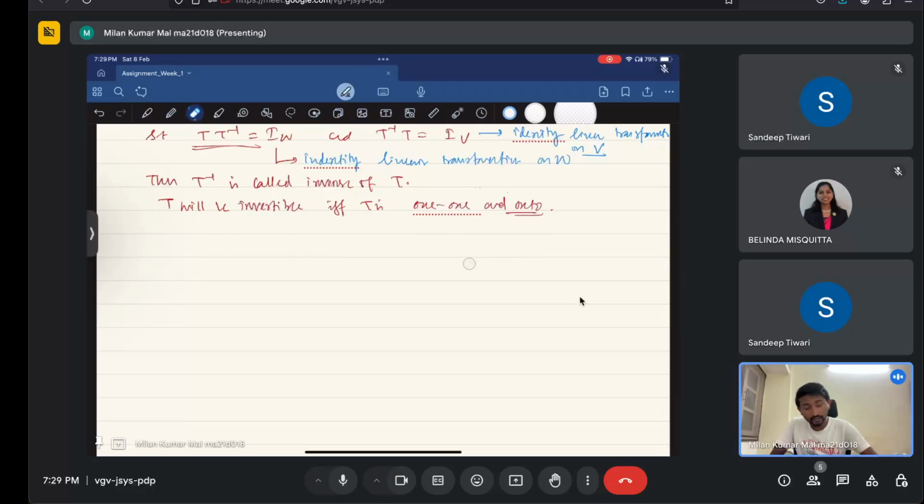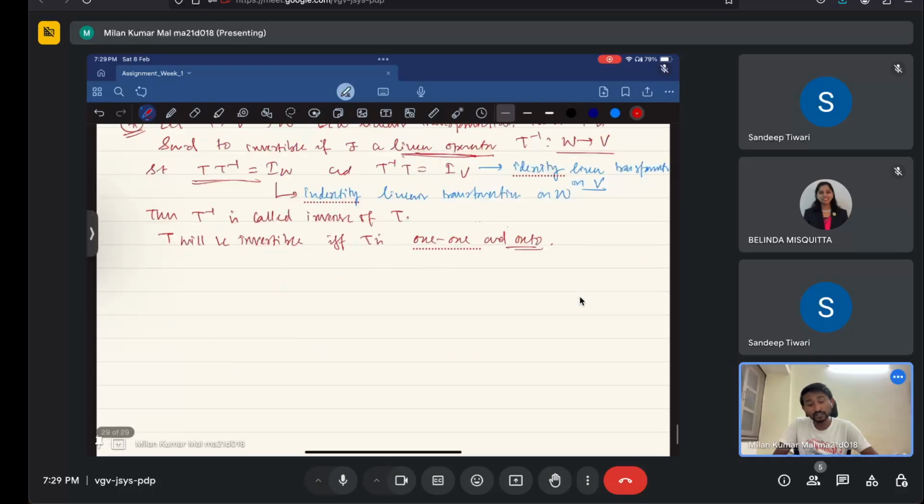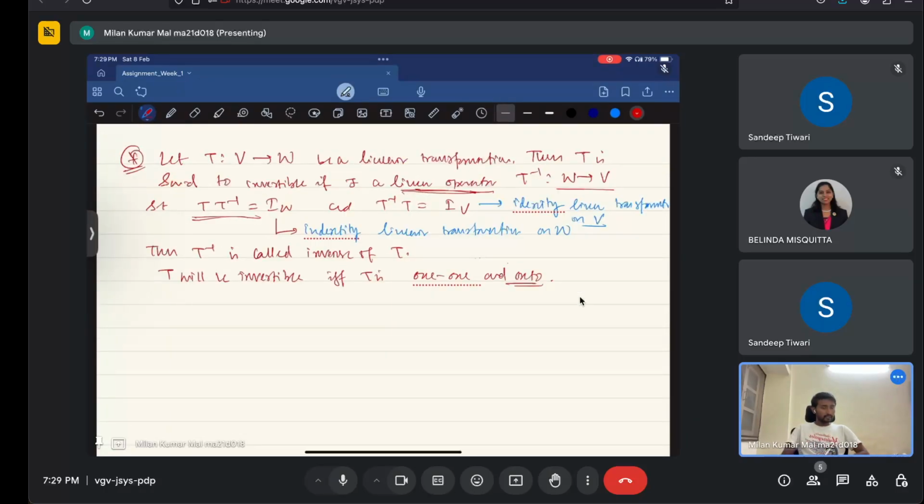If T is invertible, the definition says linear operator, because when we try to find the inverse of an element, that inverse should be in that set itself. So whenever we are trying to find the inverse of a linear operator, that means we are actually finding it as a linear operator.